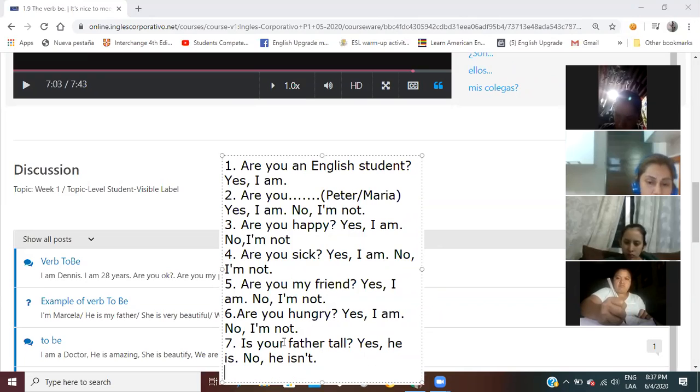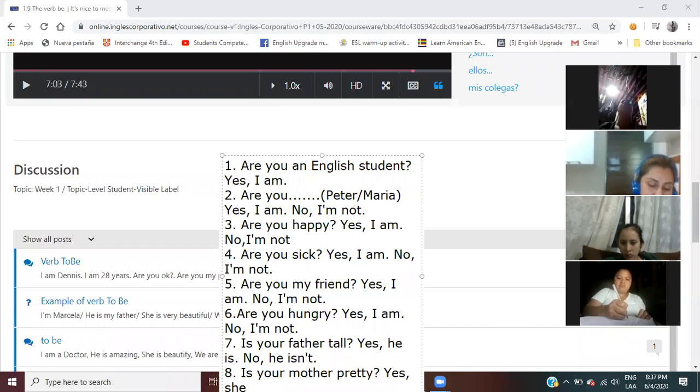Digamos a tu mamá. ¿Es bonita tu mamá? Is your mother pretty? Esa bien se la saben, ¿verdad? Ahí sería, yes, she is, o no, she isn't. Ok. Vamos a poner otro ejemplo.